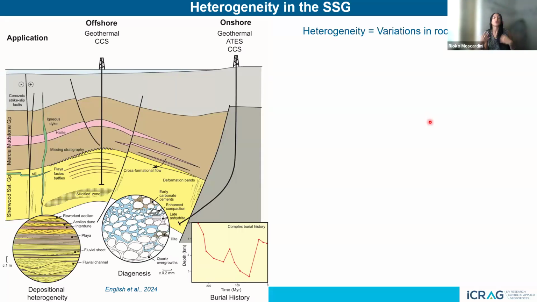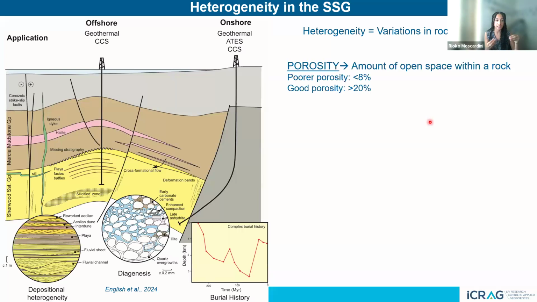Okay, so the heterogeneity is the variations within the rock properties. And when I refer to porosity, I'm talking about the amount of open space within a rock. So if you imagine a sponge in the bathroom, those holes are the voids that can hold the water. And you want more porosity, that's a good thing. So here we quantified it as poor porosity being less than 8% and good porosity being greater than 20%. But this is kind of give or take.